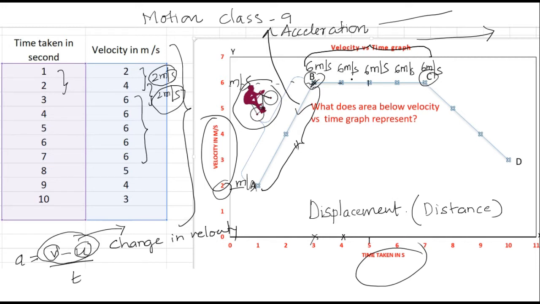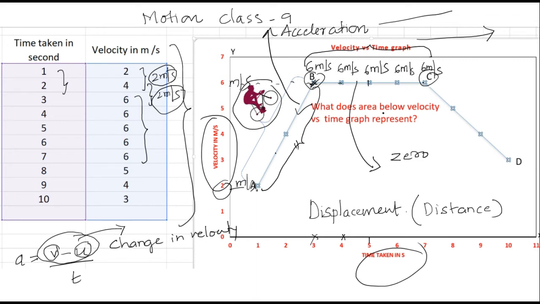That means what can be the acceleration here? There is no change in velocity. And since there is no change in velocity, what will be the acceleration? Acceleration will be 0, right? So this is what we have to interpret in this graph. There is an acceleration here from A to B, and there is no acceleration here for B to C motion, right?